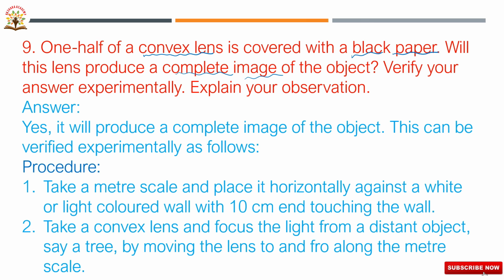Now first we are taking a meter scale and placing it horizontally against a white or light colored wall with a 10 cm end touching the wall. Now we have to take a convex lens and focus the light from the distant object. For example, here we are taking a tree, by moving the lens to and fro along the meter scale. Next point.